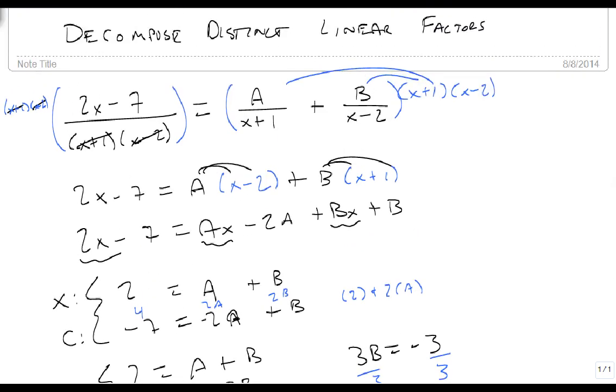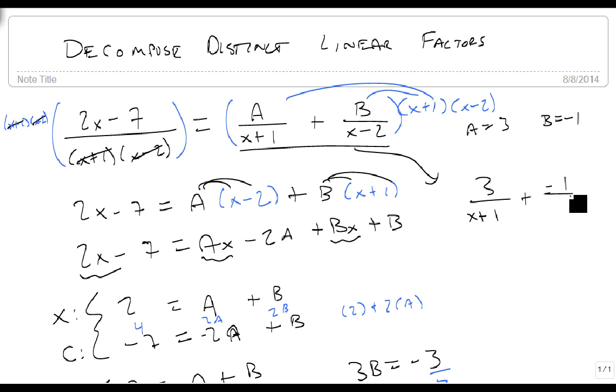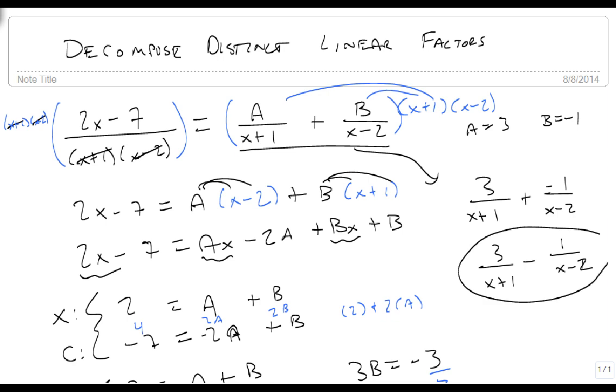So if we come back up to our original, we now know that A equals 3 and B equals -1, so I can rewrite this as 3 over x + 1 plus -1 over x - 2. Don't quite like that, so let's move the minus to the front. And this now is our partial fraction decomposition. We have decomposed (2x - 7)/((x + 1)(x - 2)) as 3 over x + 1 minus 1 over x - 2.